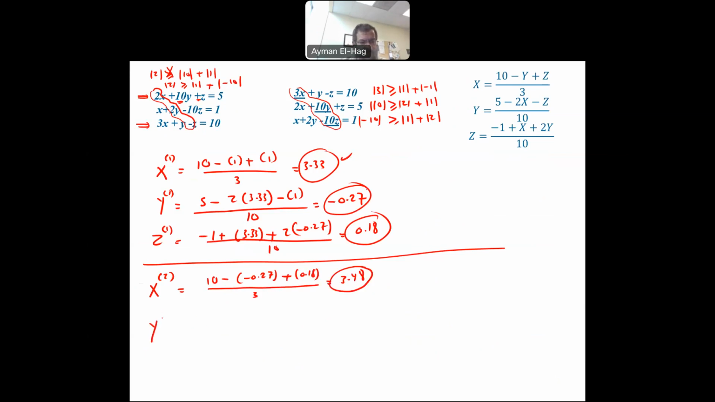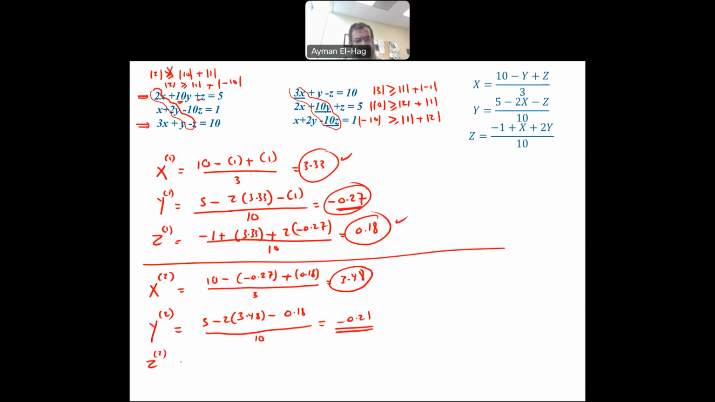Let's go for y, second iteration, which is 5 minus x. Now x has an updated value, 3.48 times 2 minus z. Z will use the value from the previous iteration, 0.18, divided by basically 10, and this will give me minus 0.21. Again, comparing this to this, they are very, very close to each other now, as opposed to the previous time when we see that the answer deviate significantly from the previous answer.